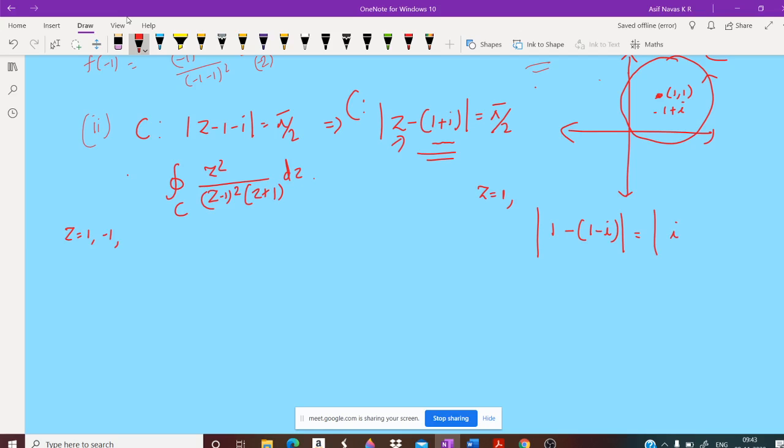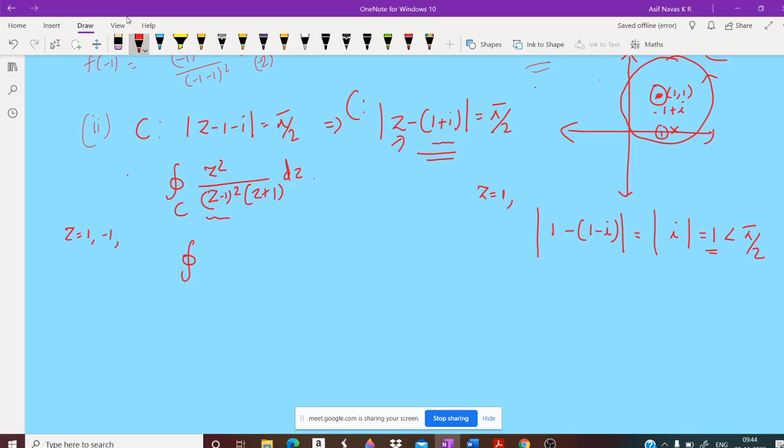mod of i, which is equal to 1. So this is less than pi by 2, so 1 is inside the circle. But what is the problem? In this problem, we cannot use Cauchy integral formula.